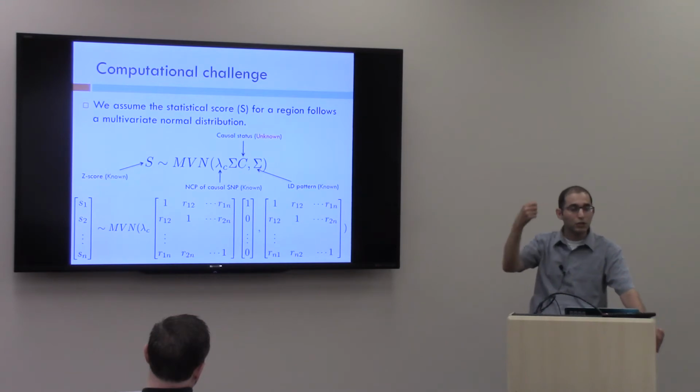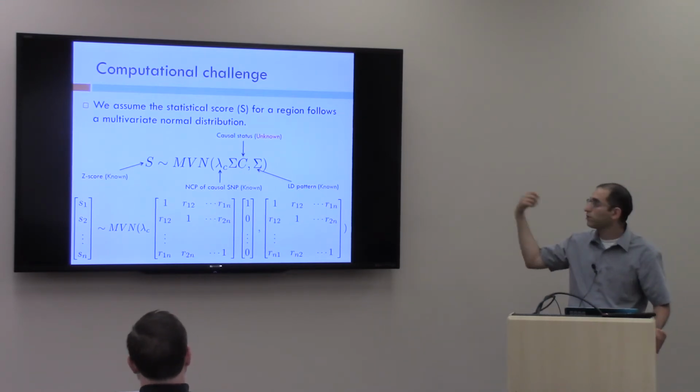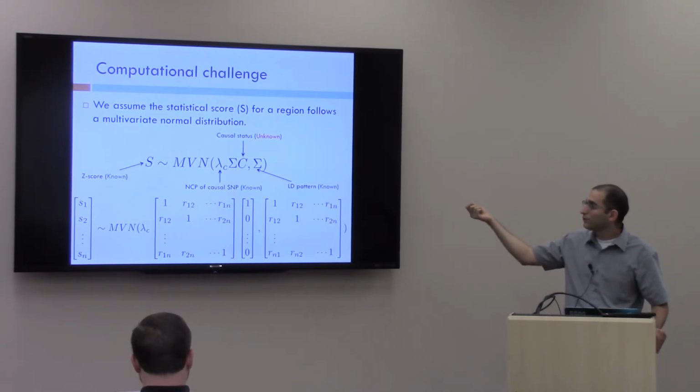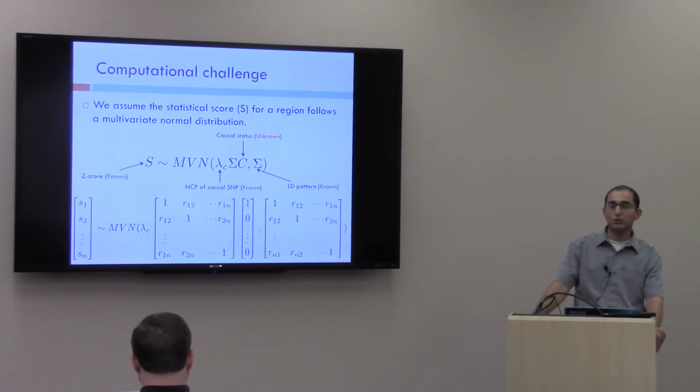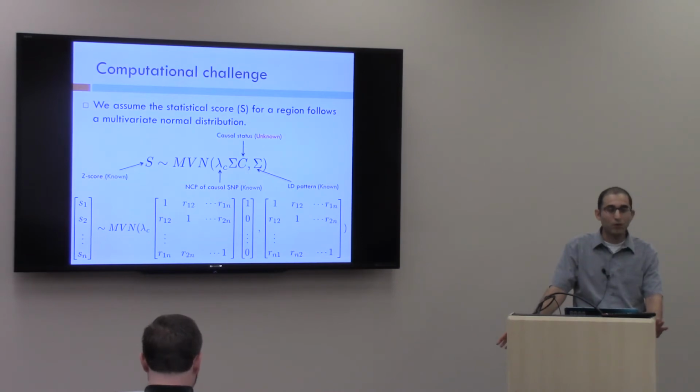So easily, for each possible causal status, you just have to plug into this distribution function and compute the likelihood. However, it's computationally challenging to compute all these 2 to the m. So we make some assumptions. We assume that in a region, there are at most 6 causal variants. Now, you may ask, well, if there are m SNPs, there are like m to the 6. So this is still computationally very costly.